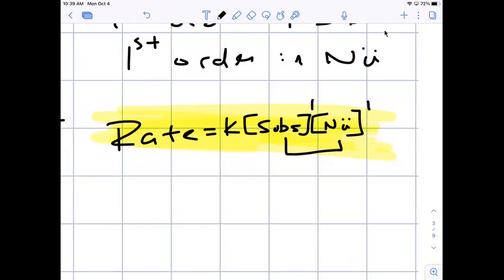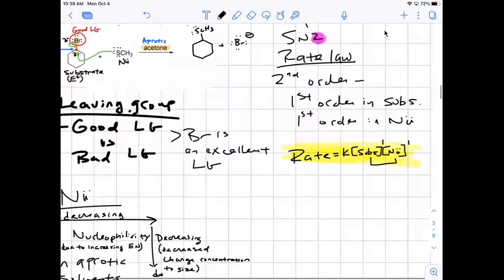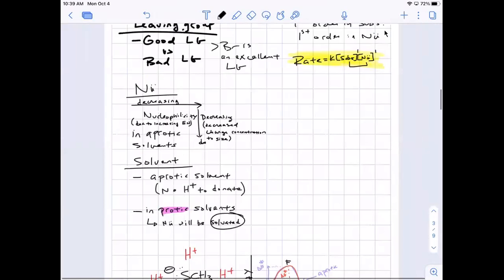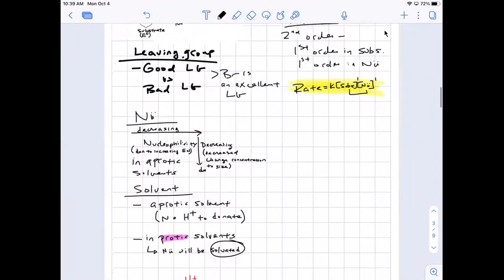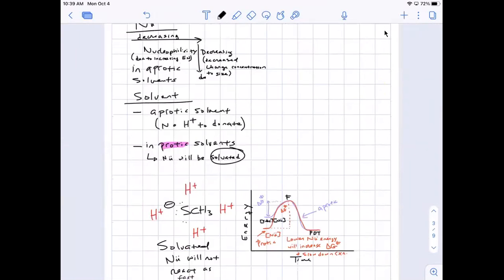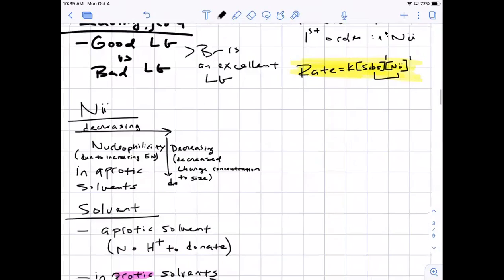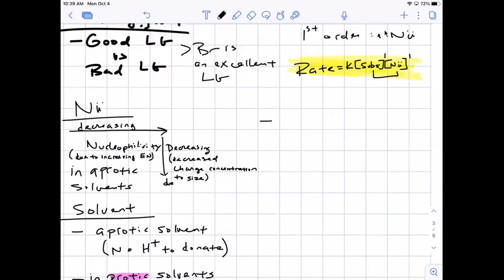Who, I saw another hand up too. I think it was an accident. Okay, all right, cool. Any questions about the SN2? So what we know about it is good nucleophiles facilitate it, good leaving groups facilitate it. We know that we need an aprotic solvent for it to be at optimal performance. And then one other thing that we need to talk about is the fact that it's concerted.